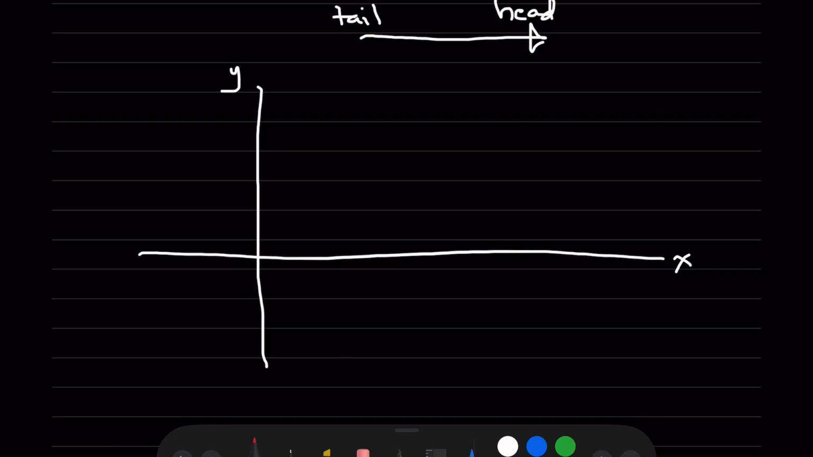This is our xy Cartesian plane. The first vector, vector f1, is shown on the screen. For the second vector, instead of connecting the tail of the second vector to the head of the first one, what we do is we put the tail of the second vector also at the origin.